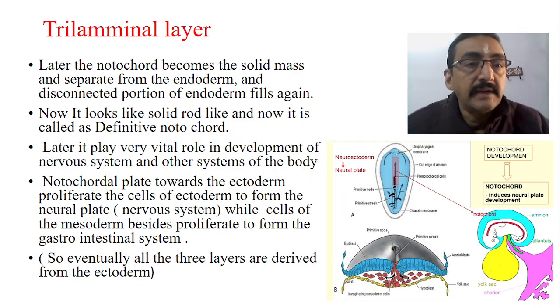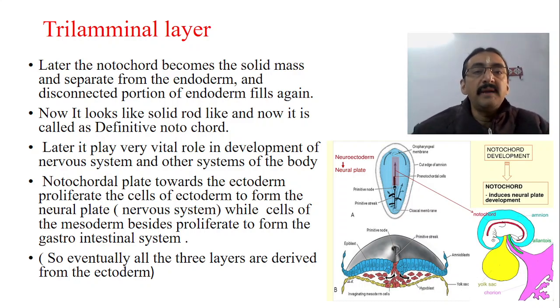Now what happens later? Later the notochord becomes a solid mass and separates from the endoderm, and the disconnected portion of the endoderm is filled back again. Now it looks like a solid rod-like structure, and it is called the definitive notochord. In the picture you can see it is called the definitive notochord.